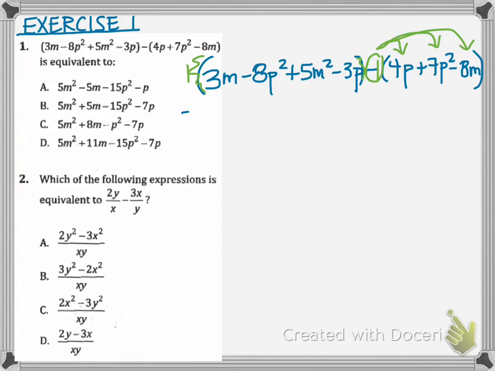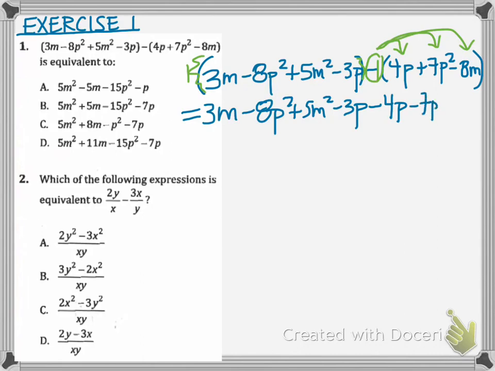And what we end up getting is, remember, we're going to take off the first parentheses: 3m minus 8p squared plus 5m squared minus 3p. Now in the second set of parentheses, we're going to distribute that -1. -1 times 4p is -4p. -1 times 7p squared is -7p squared. And -1 times -8m is +8m. Okay, so now that we've distributed, we have gotten rid of our parentheses.